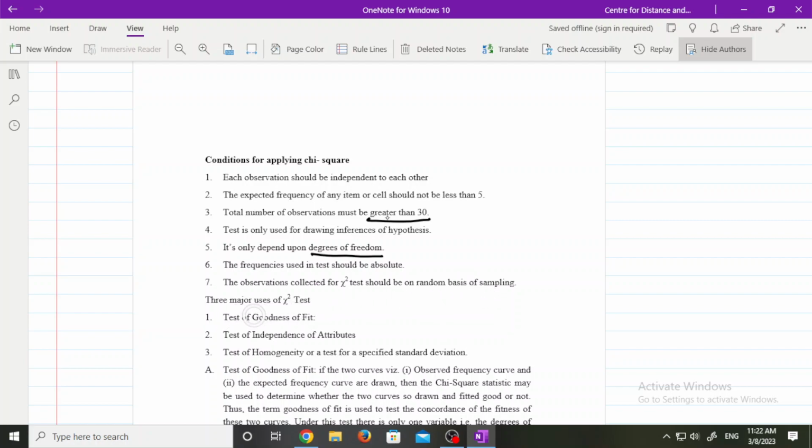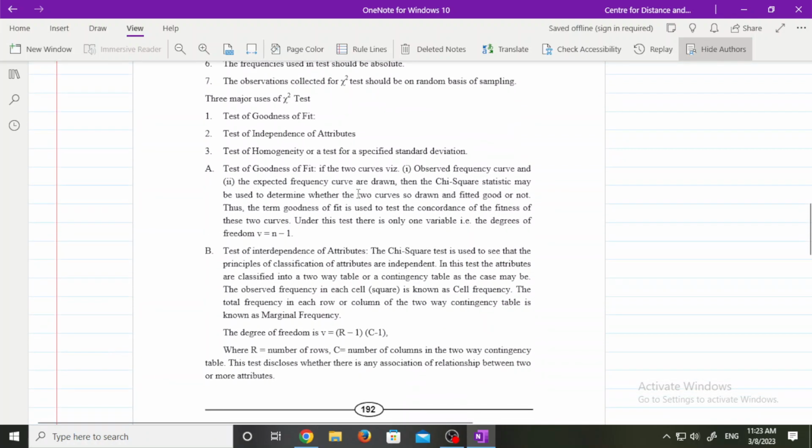Then, three major uses of chi-square. First one is test of goodness of fit. Second, test of independence of attributes. Third, test of homogeneity or a test for a specified standard deviation. First one, test of goodness of fit.